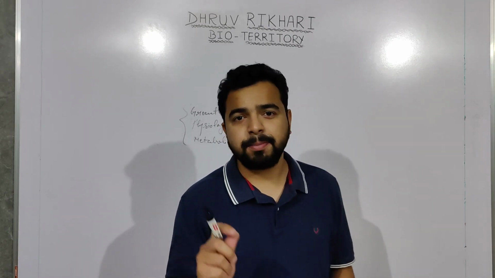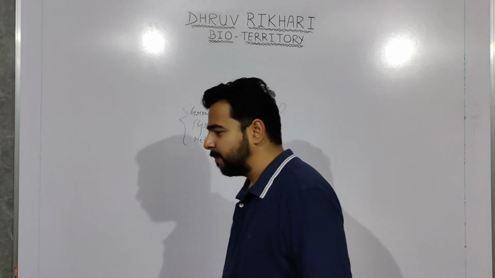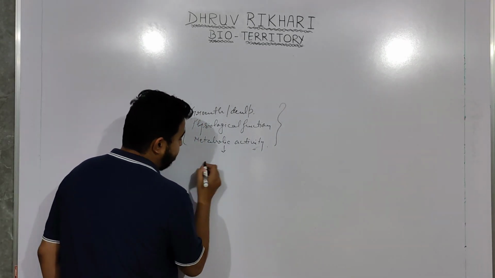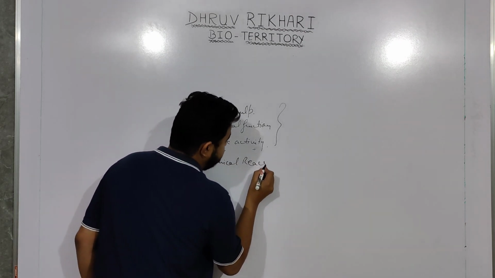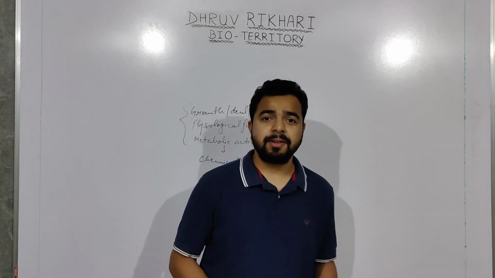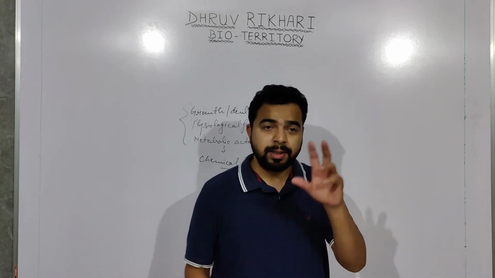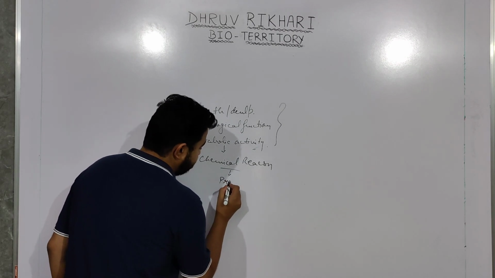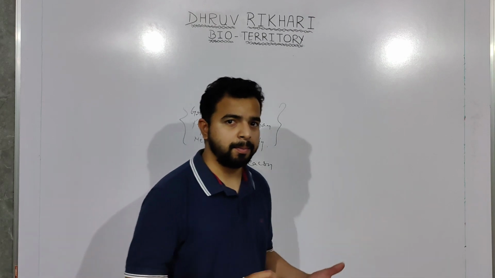And why am I saying this? Because this metabolic function occurs in all organisms in the form of chemical reactions. So when the chemical reactions are taking place, what is happening actually? They are forming products. And when the products are formed, those products are absorbed by the body. So these metabolic activities or chemical reactions form products, and these products are absorbed by the body.